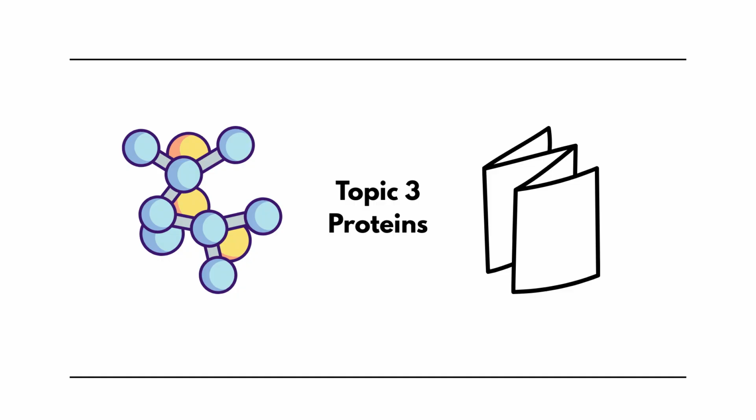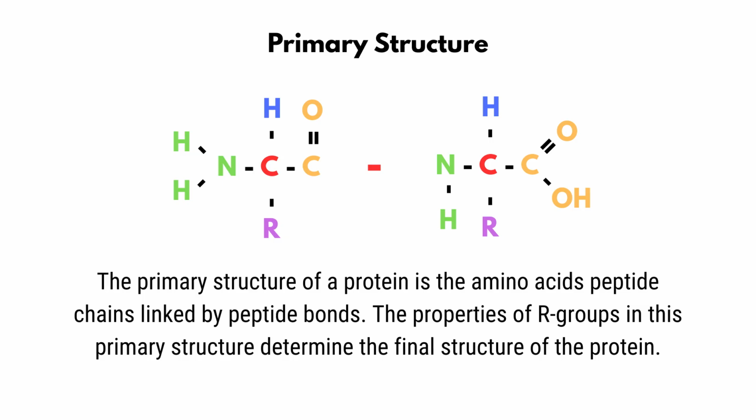The protein has 4 different levels of structure, per se. There's the primary, secondary, tertiary, and the quaternary. The primary is the easiest. It's what we just learned. It's the amino acids with peptide bonds holding it together. And the properties of the R groups in this primary structure eventually determine the final structure of the protein when it gets to the higher levels, which I'll get into in a bit.